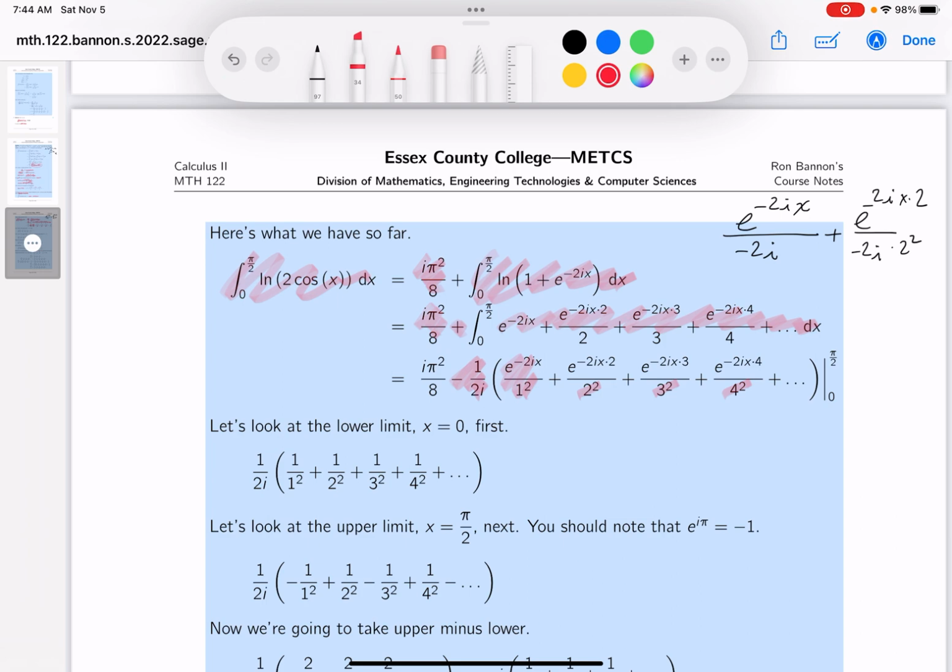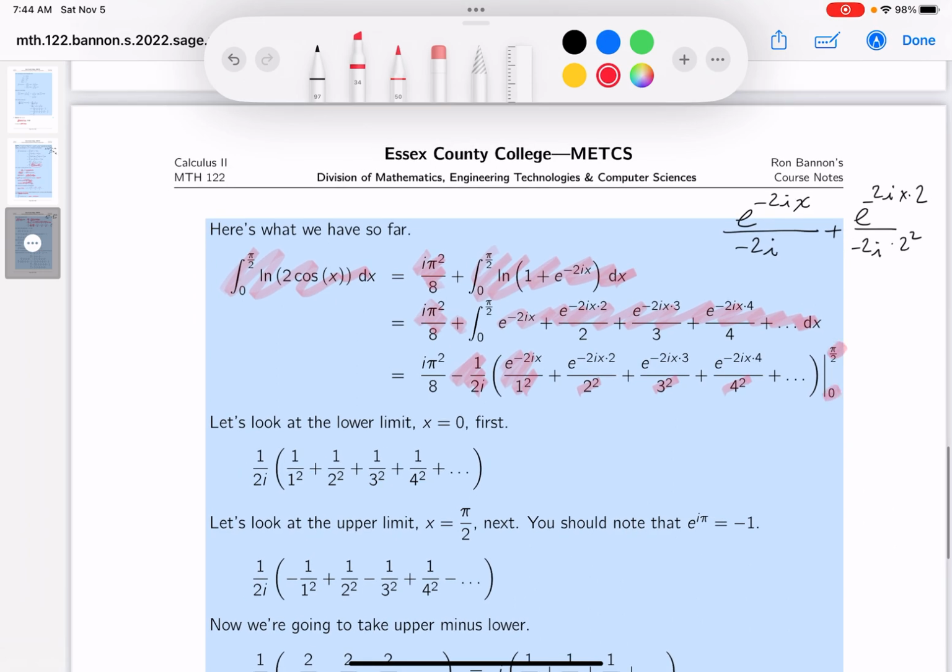Now, of course, it's an evaluation problem. I've got the evaluation at the top and bottom. My suspicion is that the bottom limit is going to be pretty easy to do, so that's the first thing I would do. What am I doing? Wherever I see x, I put 0. And what are you going to get? For that bottom limit, you're just getting something pretty simple. You're getting 1 over 2i, and then 1 over 1 squared, 1 over 2 squared, 1 over 3 squared, and so on. So that's the bottom limit. By the way, we subtract later. Maybe I should just erase that because it doesn't look like I'm doing that.